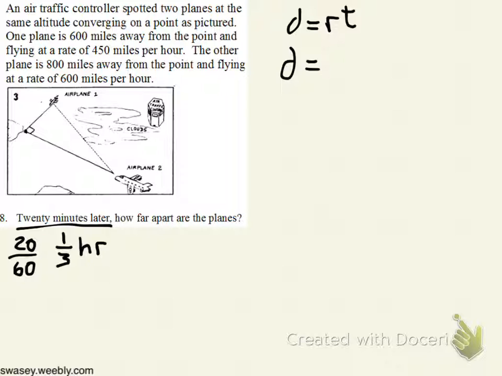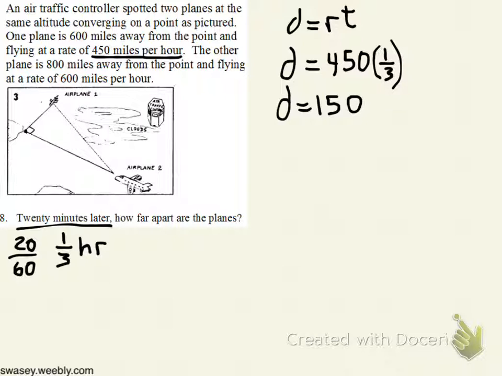So for the first plane, they're traveling at 450 miles per hour, so that's our rate, times 1/3 of an hour. Multiply those together and you get 150. So this plane has traveled 150 miles in those 20 minutes. So now that plane is, instead of being 600 miles away, it's only 450 miles away.